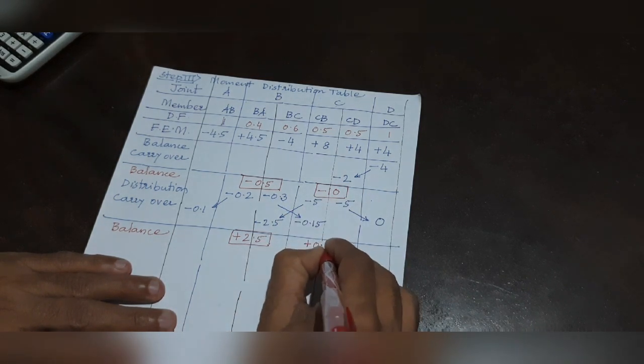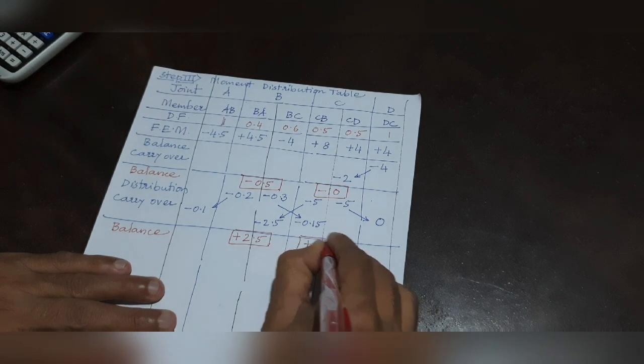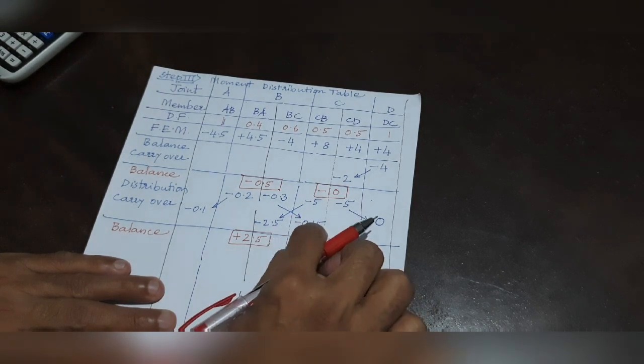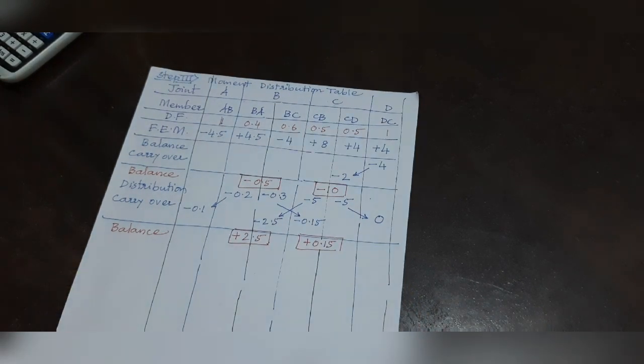If I apply plus 0.15 at C, it will be balanced. It is the imbalance moment. It is minus 0.15. If I apply plus 0.15 at C, it will be balanced. Now, again I am distributing.